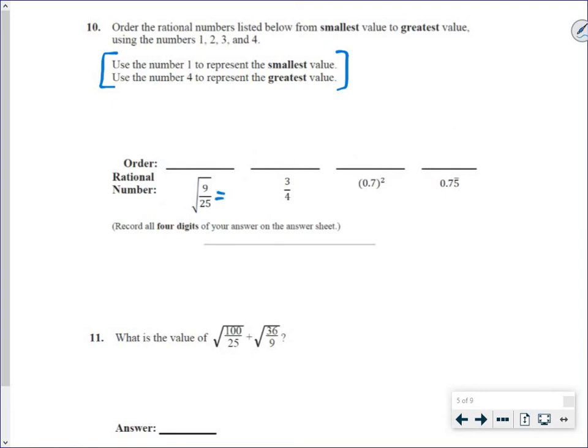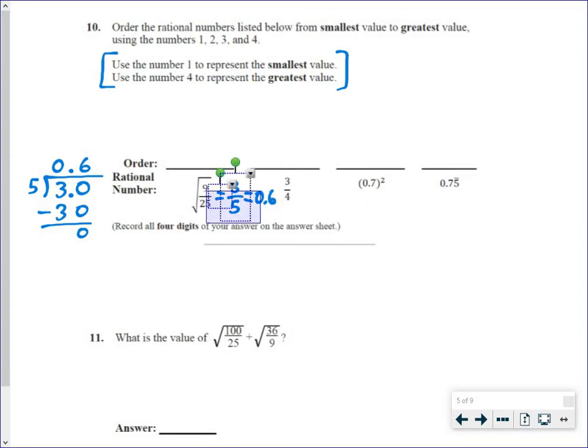So 9 over 25 rooted. So the root of 9 on the top is 3, and the root of 25 is 5. So as a decimal equivalent, 5 needs to divide into 3. Well, 5 doesn't fit into 3, but 5 fits into 30 6 times. 5 by 6 is 30, so 0 remainder, so this is 0.6. So maybe I'll tidy this up a bit. So this equivalent is 0.6.